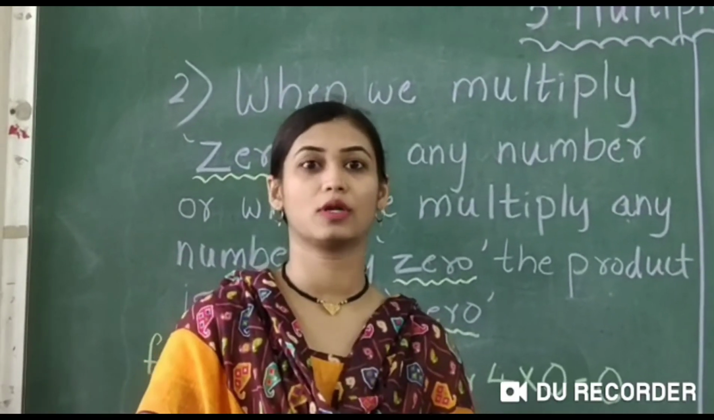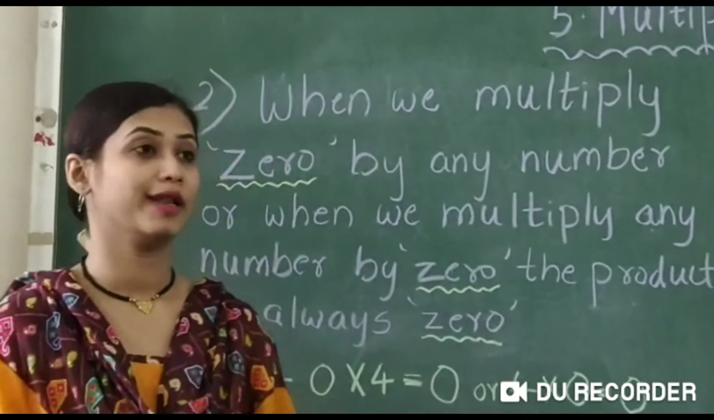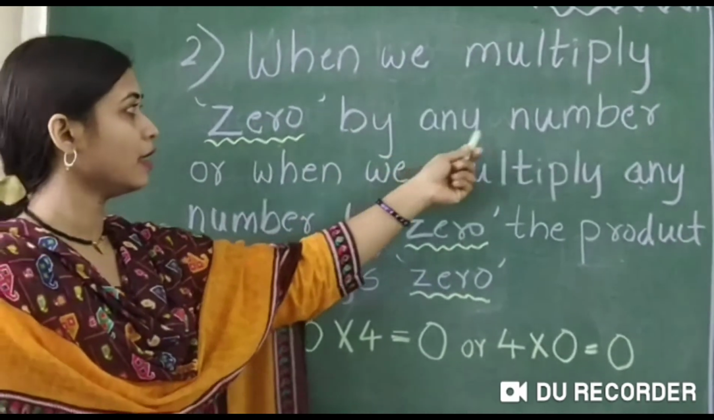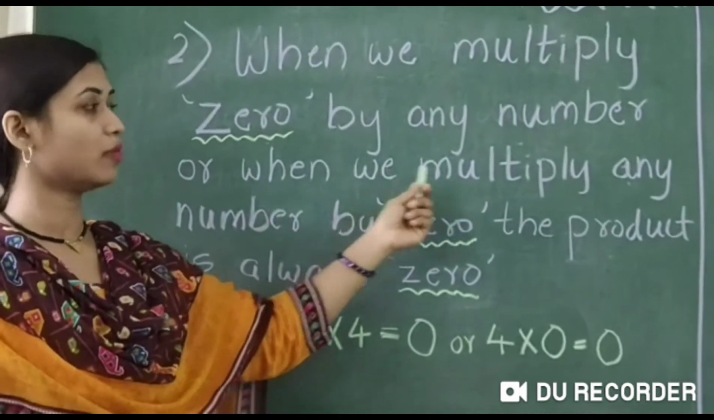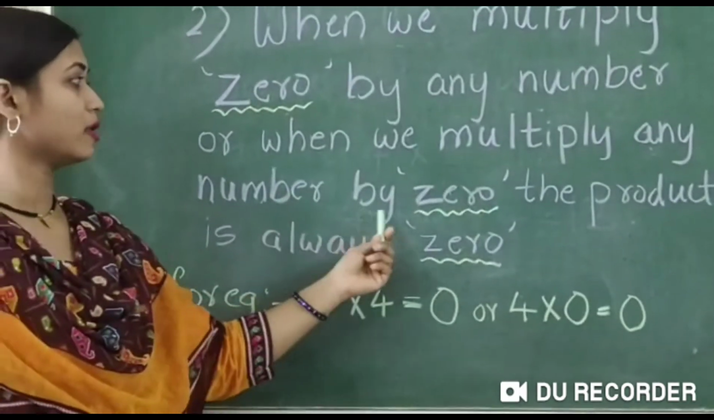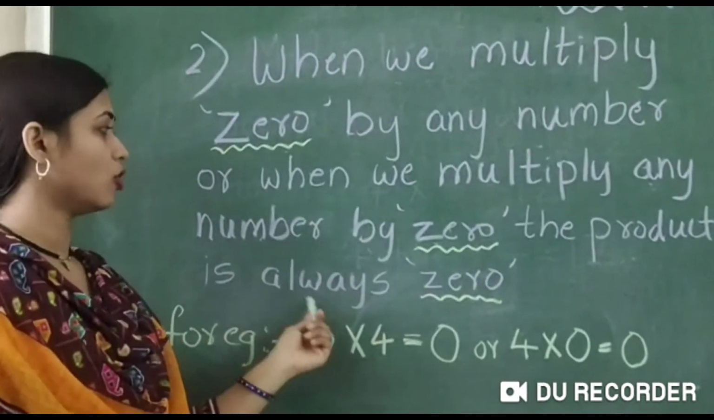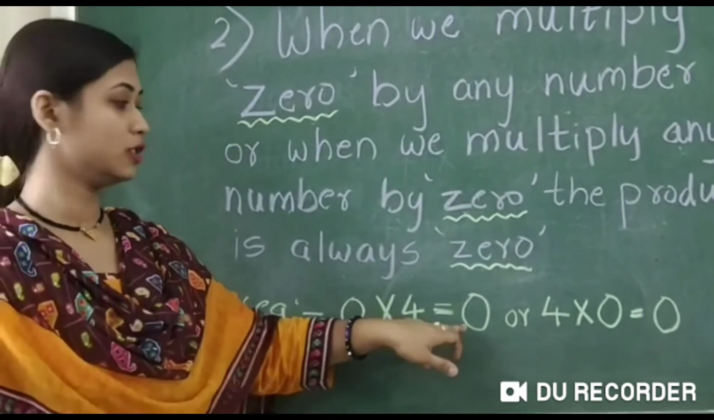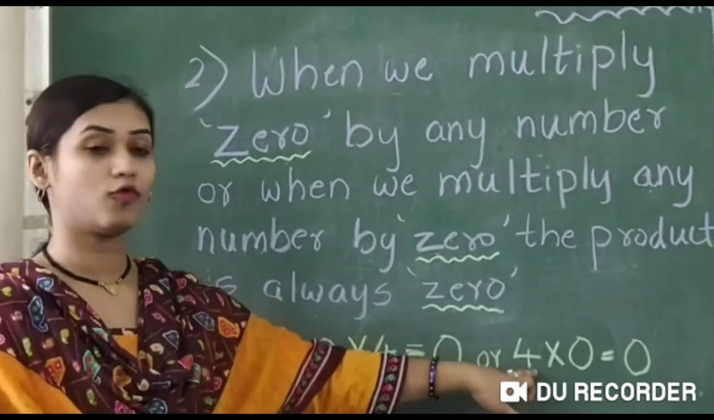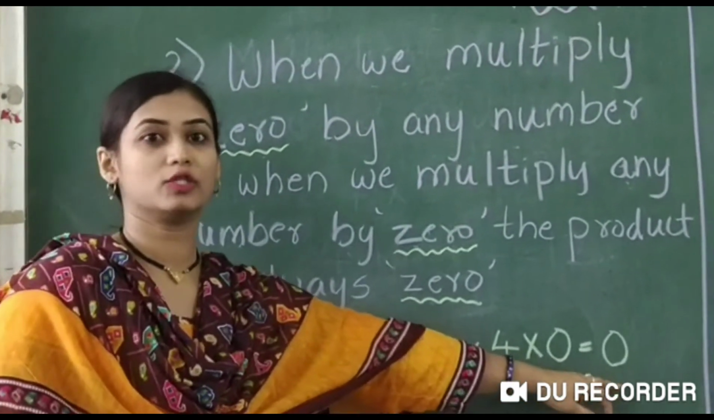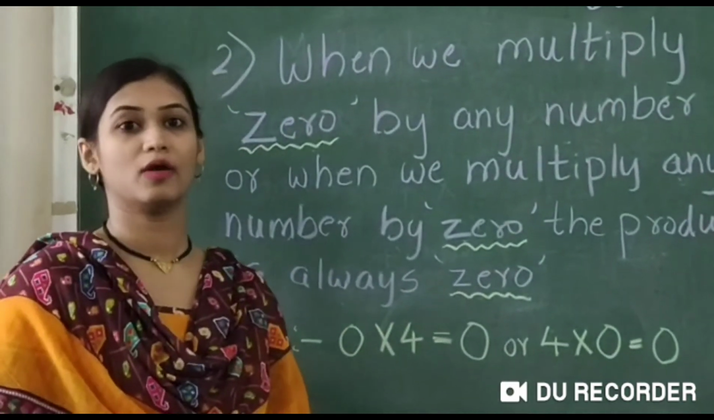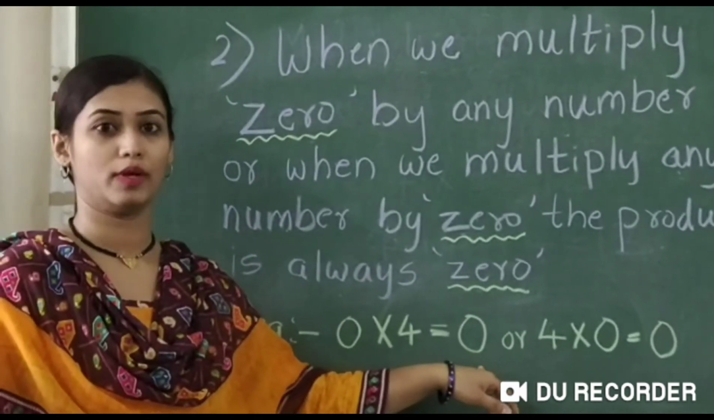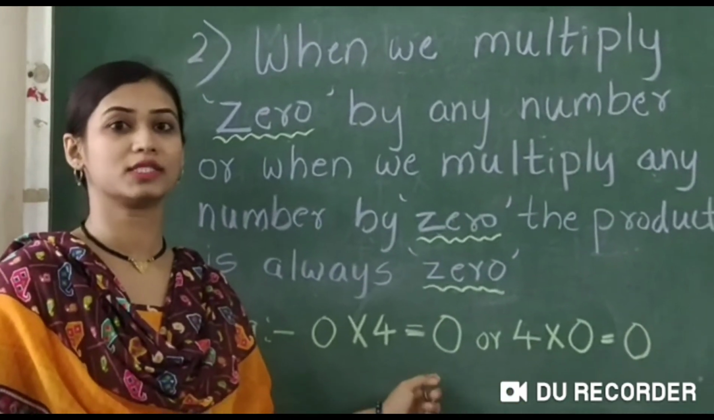Now let us see what is the second property of multiplication. Let us read together. When we multiply 0 by any number or when we multiply any number by 0, the product is always 0. For example, 0 multiplied by 4 is equal to 0, or 4 multiplied by 0 is equal to 0. It means that when any number is multiplied by 0, the product we will get is 0. And this you have to remember while doing the sums.